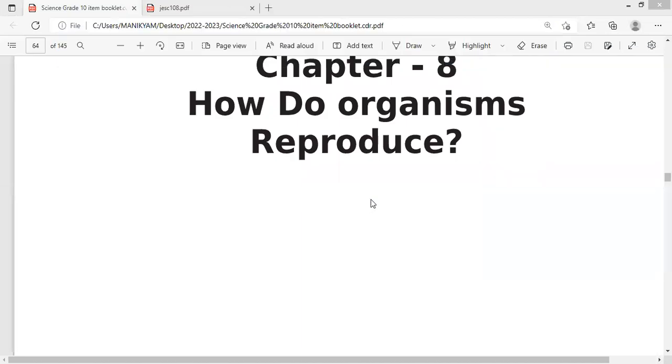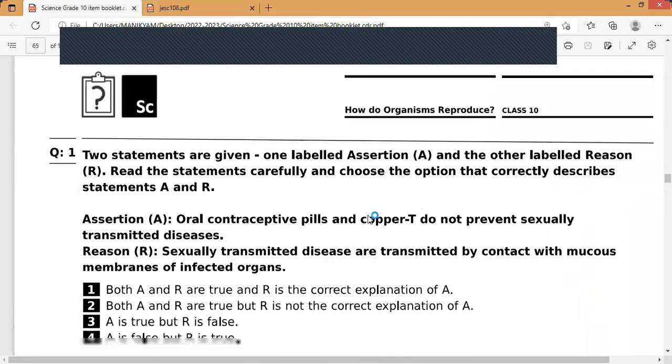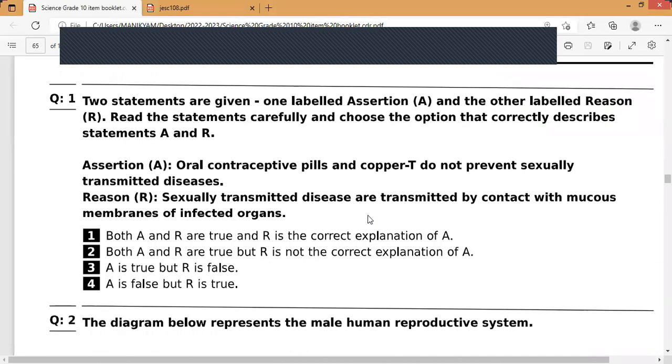So let us finish how do organisms reproduce in today's class. Now coming to the first question, it is related to birth control methods. Let us read this assertion and reason. We all know the different birth control methods, so let us find what the correct answer is.